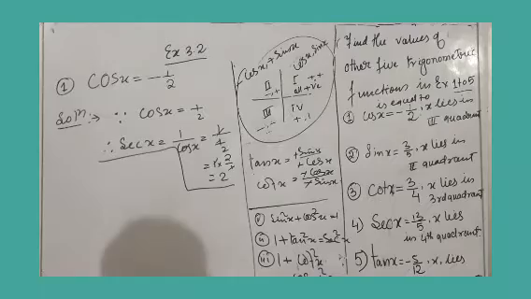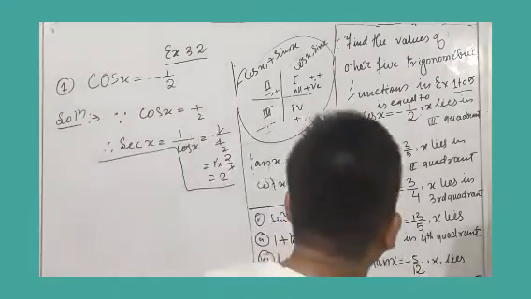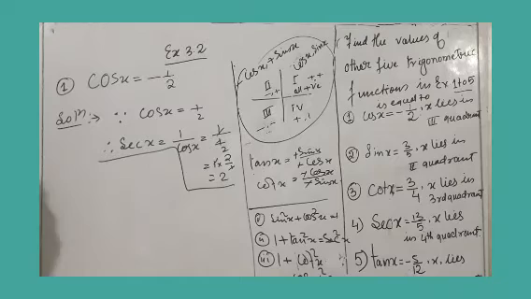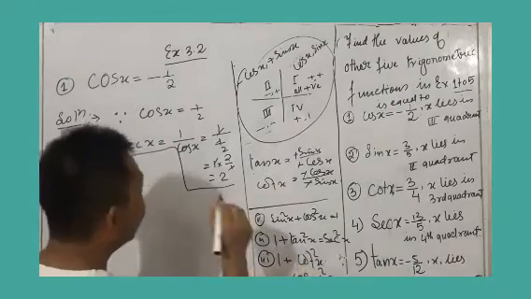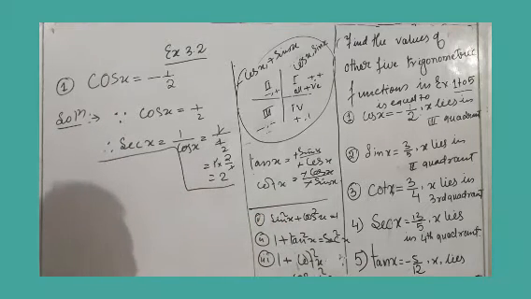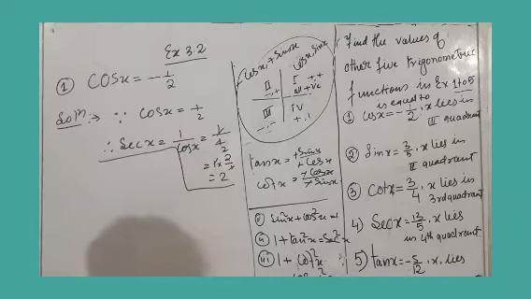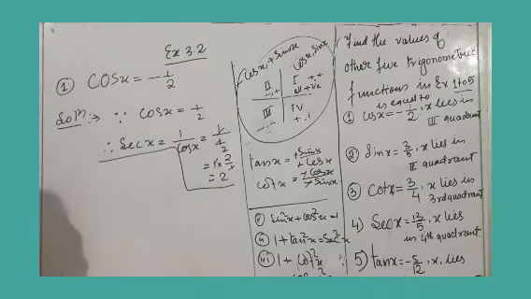Now what do we have to do next? Now we have to bring a relation, to find out the other trigonometric functions. How many trigonometric functions do we have? We have 6 trigonometric functions. What are they? First sine, cosec, and then cos, sec, tan, and then cot. Correct?